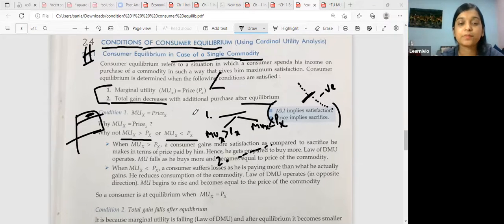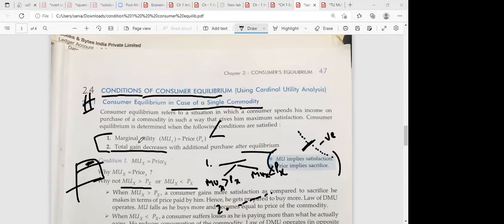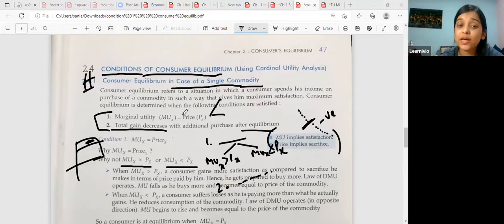Okay, great. Now, you already know the condition that when your MUX is equal to PX, you can say, yes, ma'am, we got consumer equilibrium, right? But the question is, if your MUX is greater than PX, how will you attain the position of consumer equilibrium? Or if your MUX is less than price, then how will you attain it? Clear? Now we will look into this.